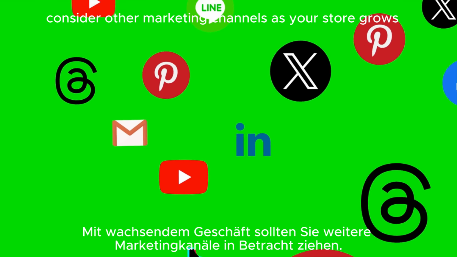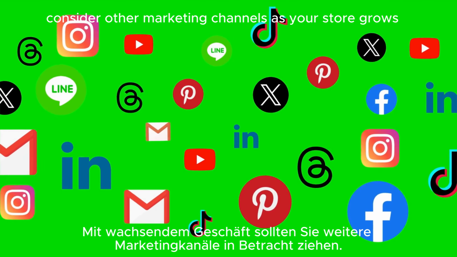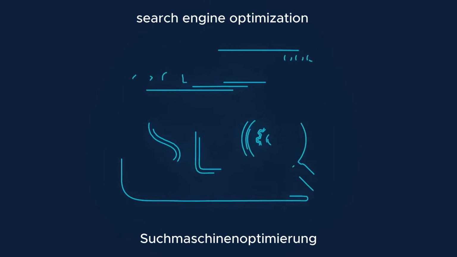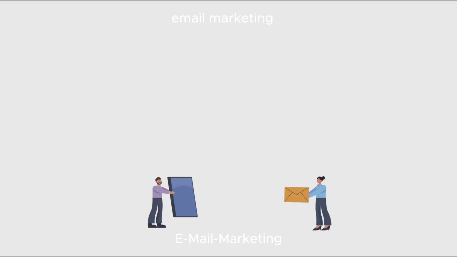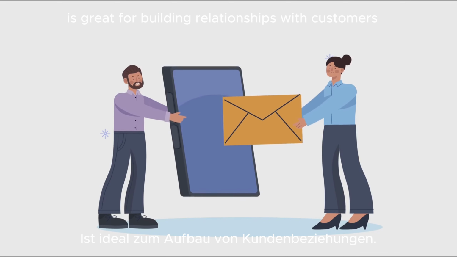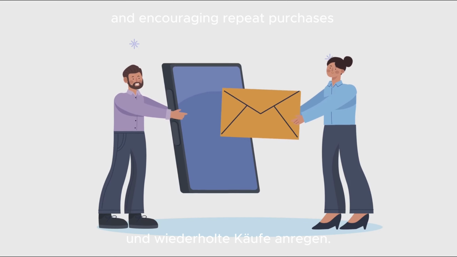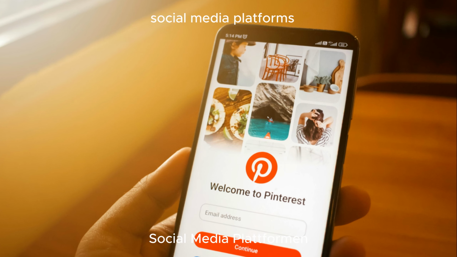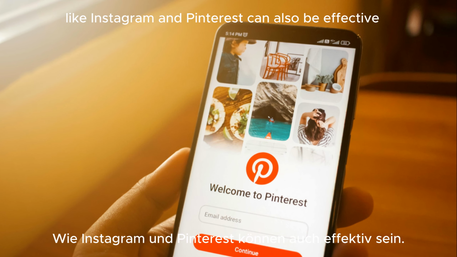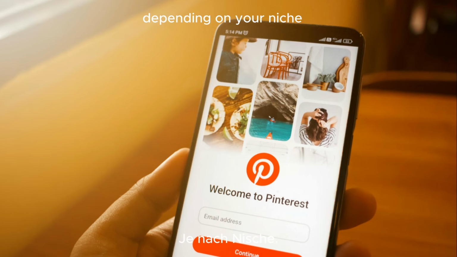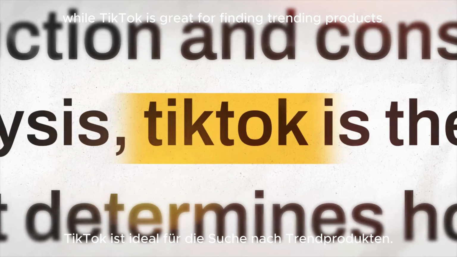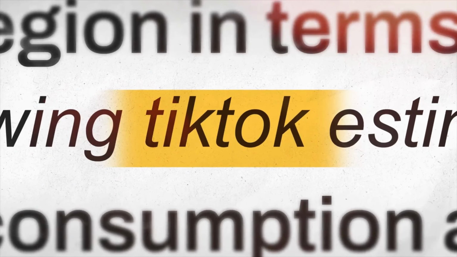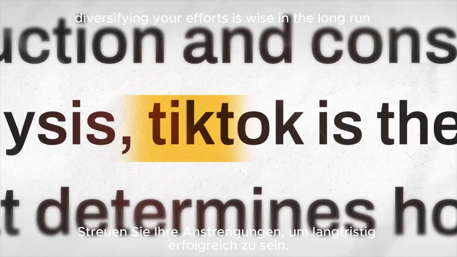Beyond TikTok, consider other marketing channels as your store grows. Search engine optimization, SEO, can help people find your store through Google. Email marketing is great for building relationships with customers and encouraging repeat purchases. Social media platforms like Instagram and Pinterest can also be effective, depending on your niche. Don't put all your eggs in one basket. While TikTok is great for finding trending products and initial marketing, diversifying your efforts is wise in the long run.